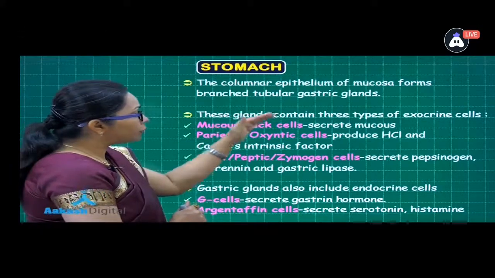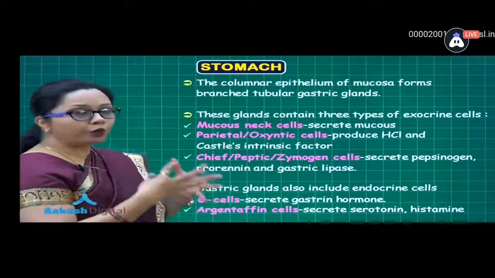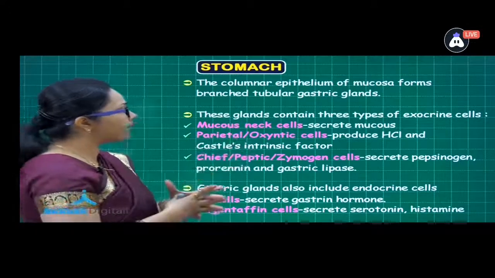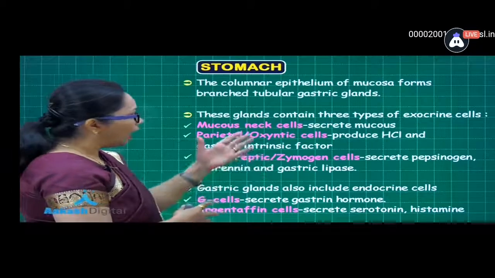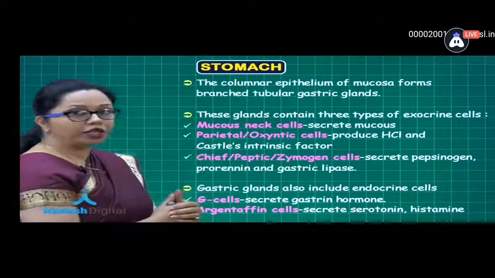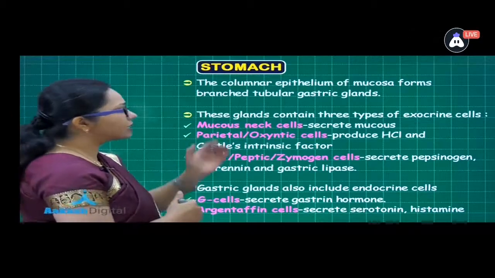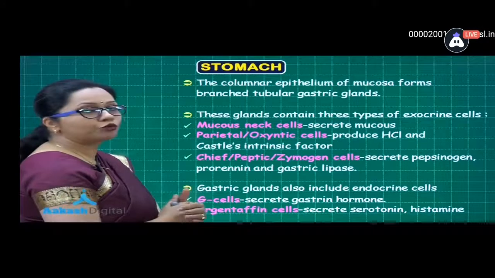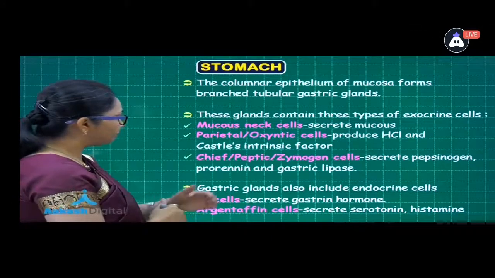Now, the purpose of the mucus, of course, is to protect the lining of the stomach from the HCl itself, because this mucus is alkaline. HCl, we will see, activates pepsinogen and prorenin into active forms. Castle's intrinsic factor is important in helping the absorption of vitamin B12.